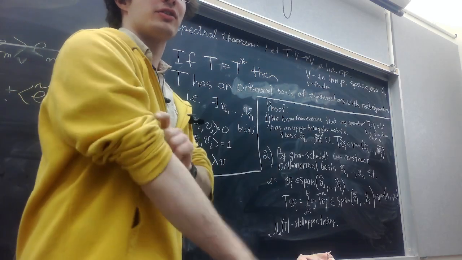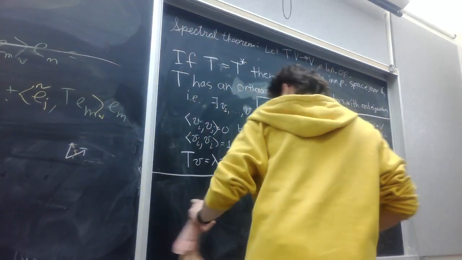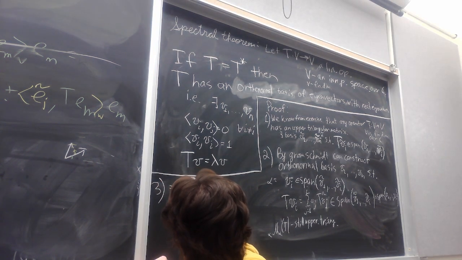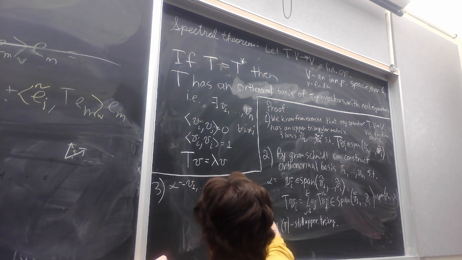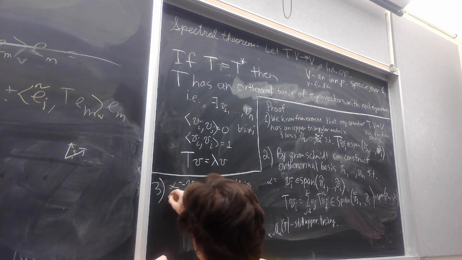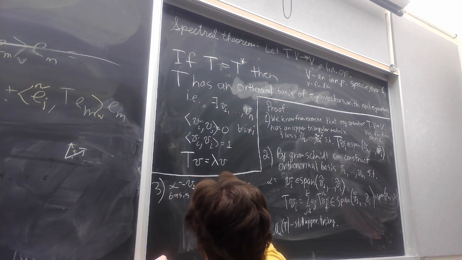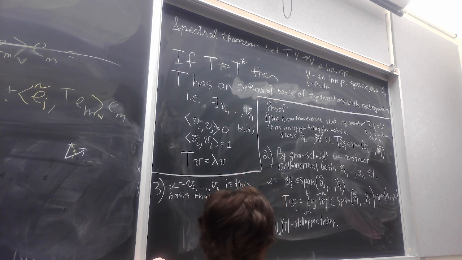So step 3, conclude the result. There's 2 steps. That's it. And we've now constructed the basis. So 3, alpha equal to V1 up to Vn is this basis that we so want. Okay. How are we going to prove this?